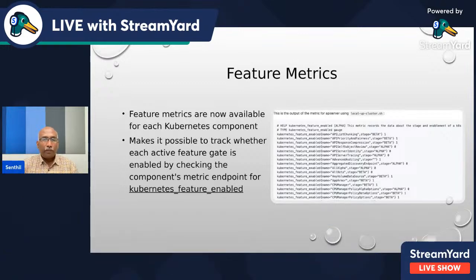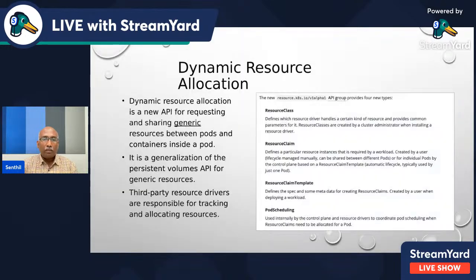Right, so feature metrics is completed. Let me move on. The fourth feature that I wanted to talk about is dynamic resource allocation.